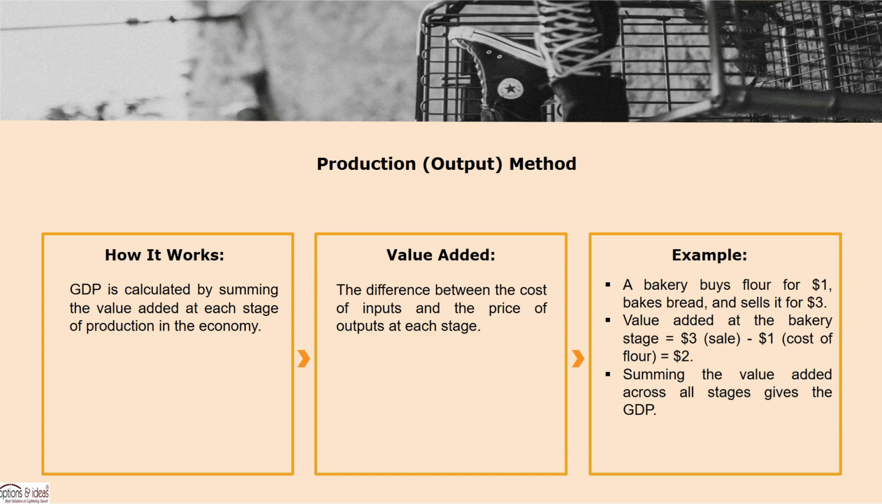Production, output, method. How it works: GDP is calculated by summing the value added at each stage of production in the economy. Value added, the difference between the cost of inputs and the price of outputs at each stage. Example.